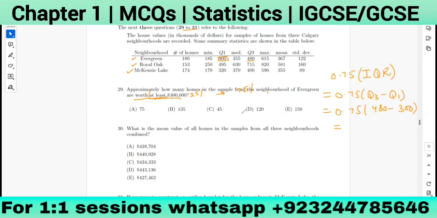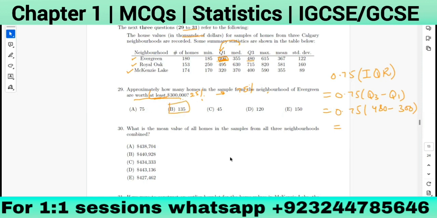Wait, what's the 0.75? This is the 75% of the data because they're asking approximately how many homes in the sample from the neighborhood of Evergreen are worth at least $30,000. This 300 is basically $30,000, since all the values are given in thousands of dollars, which is Q1. Now they're talking about at least, so we have to talk about more than $30,000, which would be the 75% of the data, because Q1 represents 25% of the data, but we need the answer for 75% of the data. Okay, that's 135. So we get the correct answer, B.